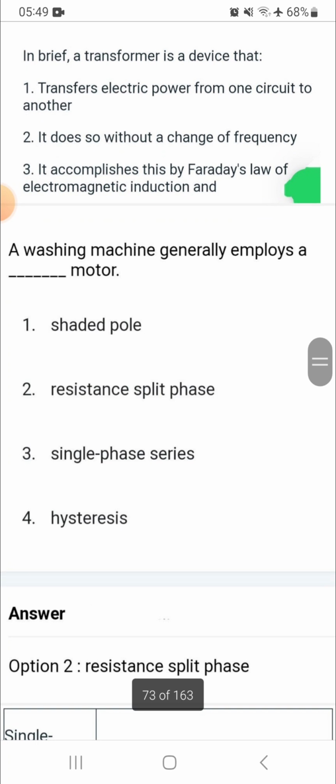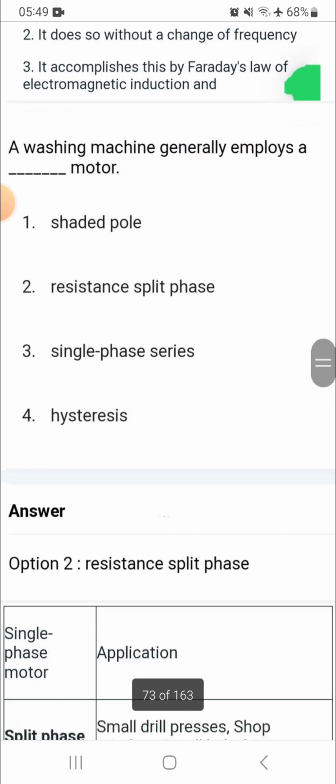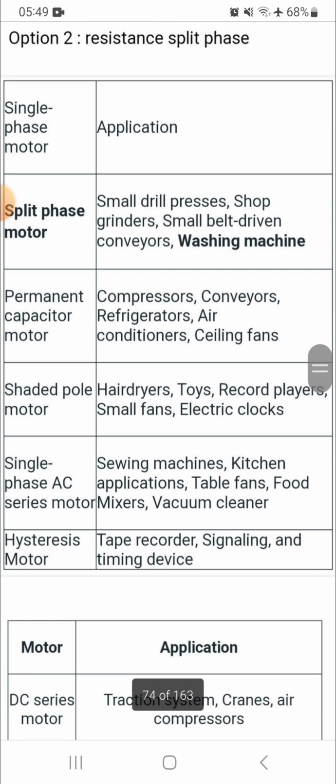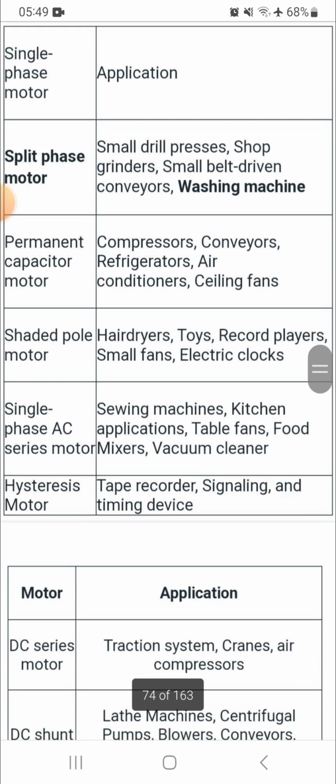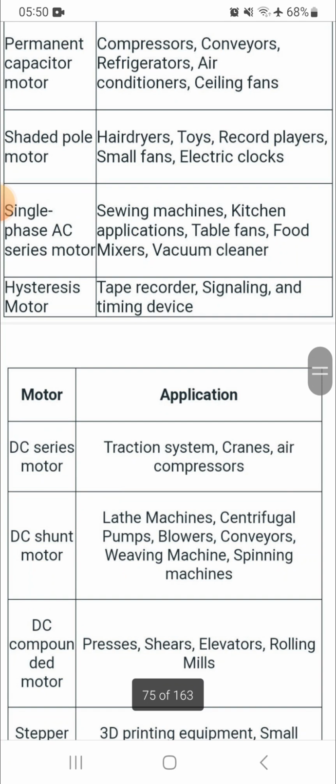A washing machine generally employs a split phase motor. That is option 2, resistance split phase motor. These are the split phase motor applications: small drill presses and bench grinders, small belt driven conveyors, washing machines. Then there are some here: threaded pull motors, hair dryers, toys, record players, small fans, electric clocks. Hysteresis motor: tape recorder, signaling and timing devices.